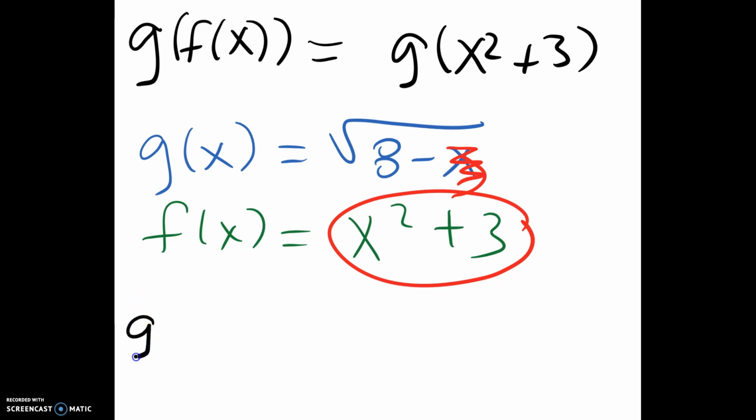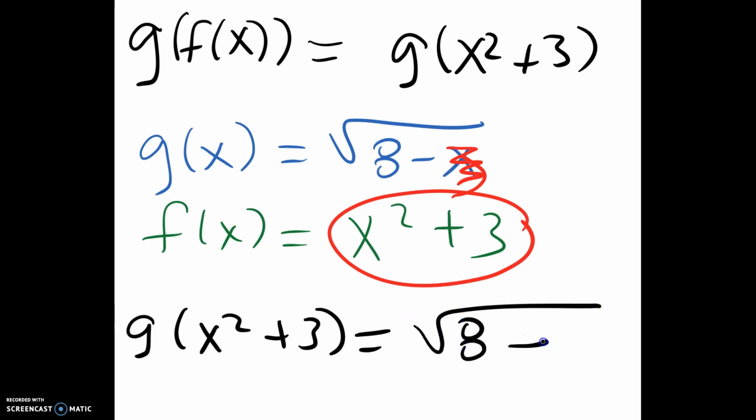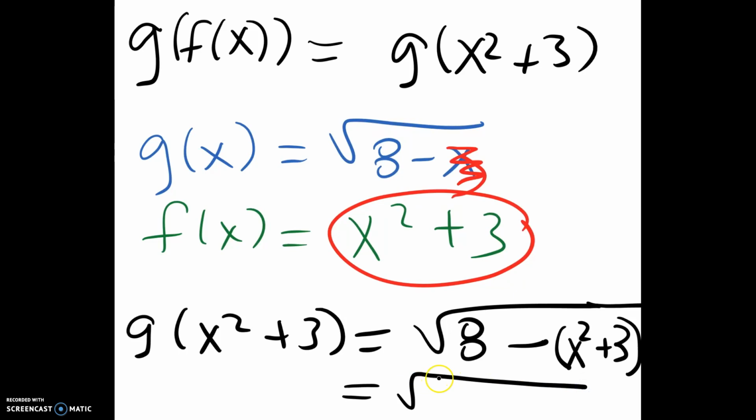So g of f of x, or g of x squared plus 3, is going to be defined as the square root of 8 minus what is circled in red. And I'm going to enclose it in parentheses to make sure that we have substituted it in properly. Okay, and now we need to distribute our negative sign and go ahead and simplify. So this will equal the square root of 8 minus x squared minus 3.